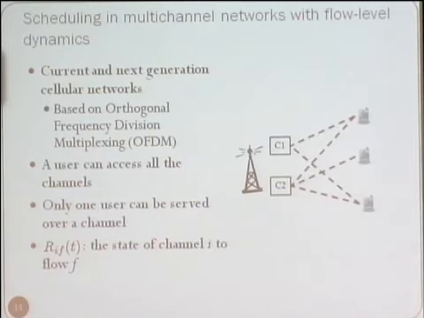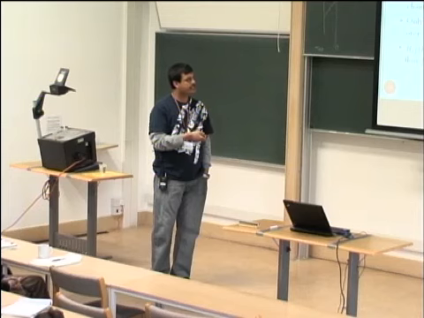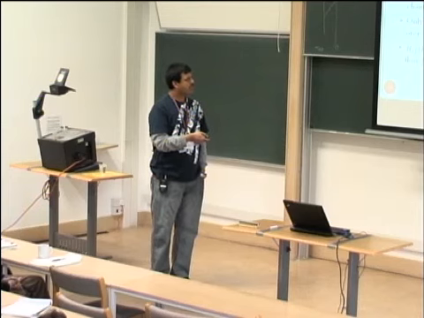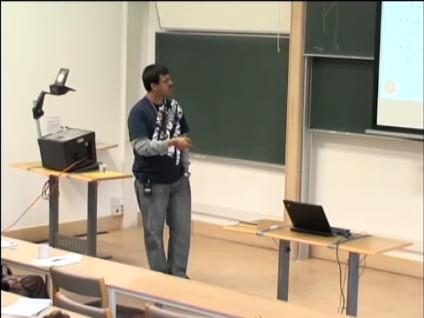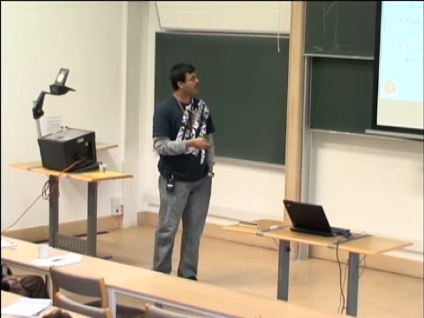But the main point of the talk is I want to see how this algorithm gets more complicated when you have multiple channels. If you look at current and next generation wireless networks, you have multiple channels available. This is based on something called OFDM technology, and you have multiple channels available for each user to transmit over. A user can transmit on any one of these channels. Of course, as I mentioned before, only one user can transmit on a particular channel, but a user can access any of these channels. And so this is a notation that I introduced: the state of channel i to flow f is given by R_if(t).